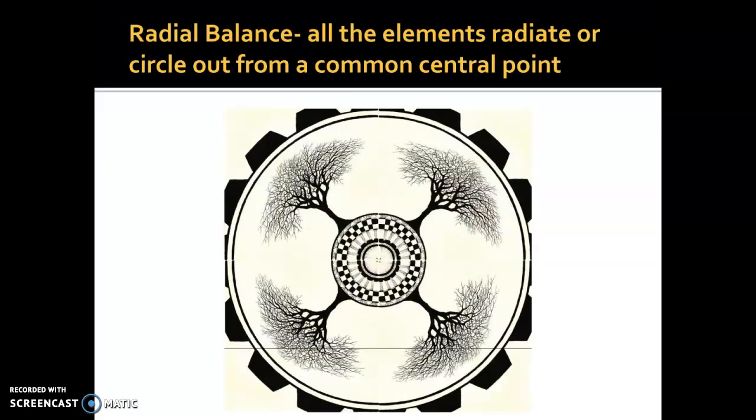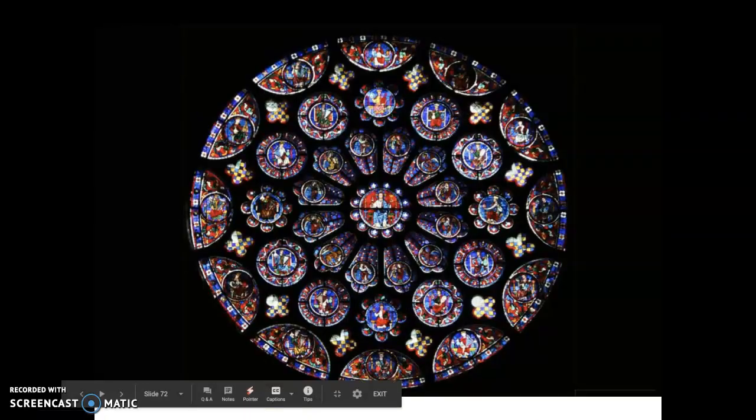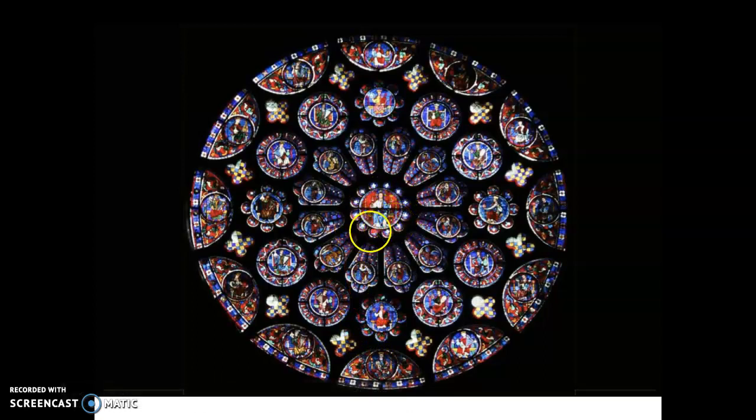Now, the third type of balance is radial, and I think this one's a little easier to understand. It just means that everything in the picture, the drawing, radiates out from a central point. So we have this center point right here, and then we have these four trees that radiate out and encircle that central point, along with this other decoration and these other bumps around the edges. I think I have one more example. If you've ever seen stained glass mirrors, or stained glass windows, we have the central point here, and then everything radiates out equally from that central point.